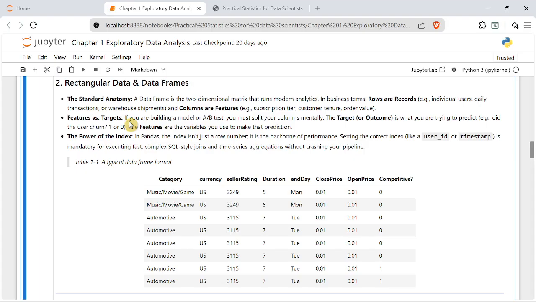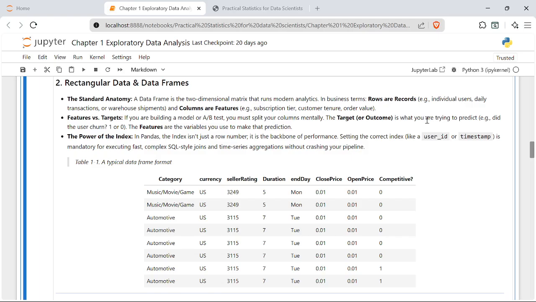Features versus target. If you are building a model or A/B test, you must split your columns mentally. The target, or outcome, is what you are trying to predict. For example, did the user churn, 1 or 0? The features are the variables you use to make the prediction.